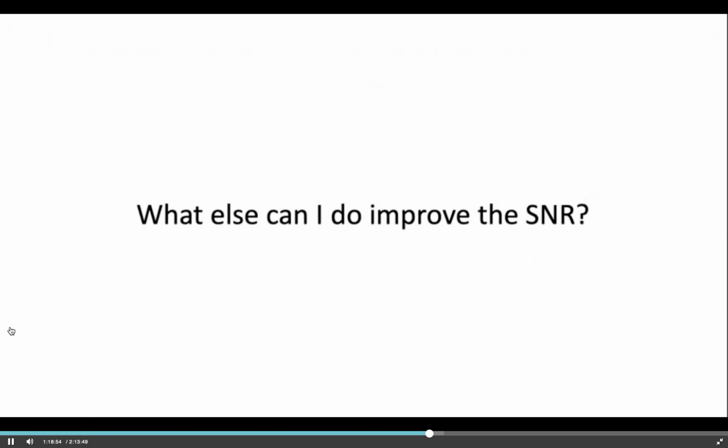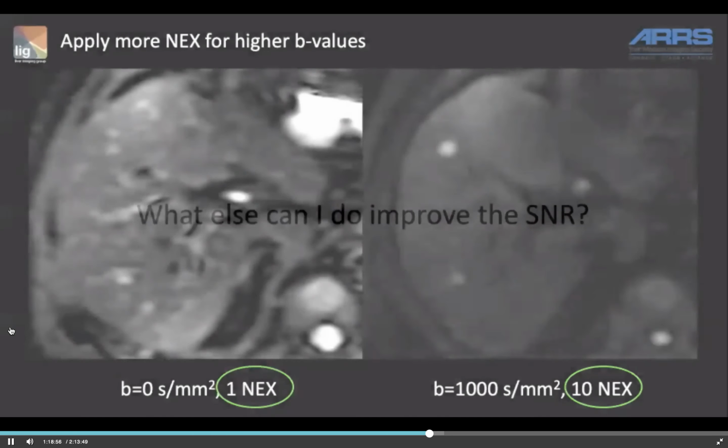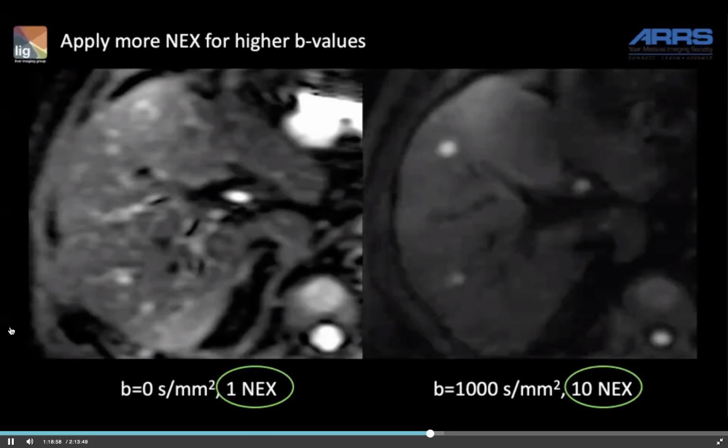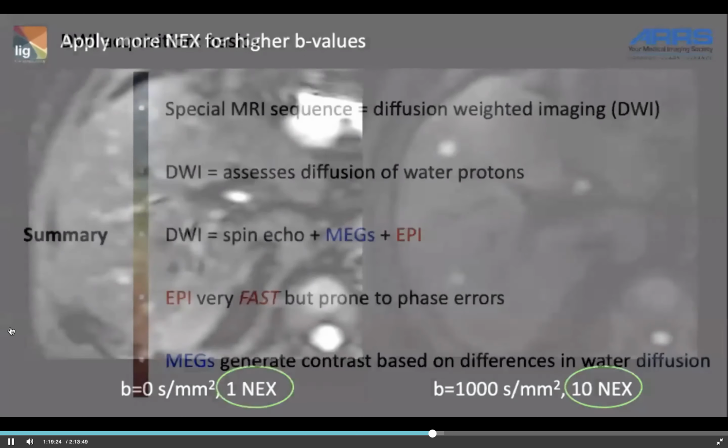Is there anything else I can do to improve my signal to noise? Yes, there's one other thing you can do. You can apply different numbers of excitation to different b-values. So at a b-value of 0, the diffusion gradients are not on. This tends to be a high signal-to-noise image. Only apply 1 NEX for this. For your high b-value images, these are images that are losing a lot of signal due to the application of the diffusion gradient. So apply more NEX to those.